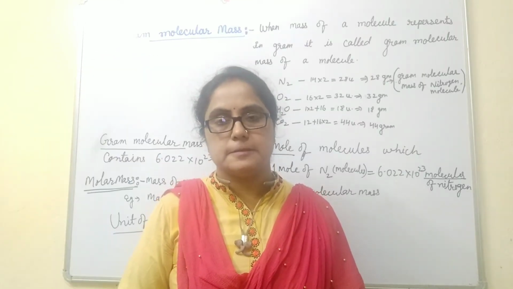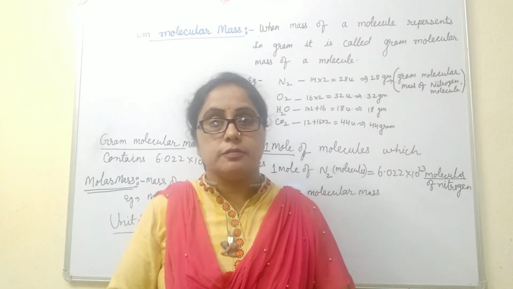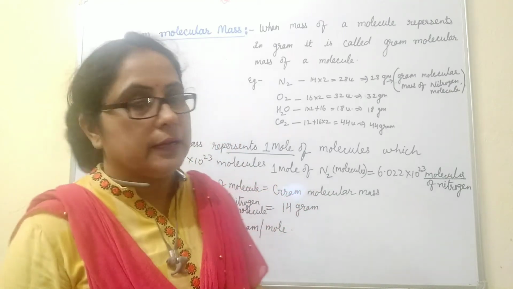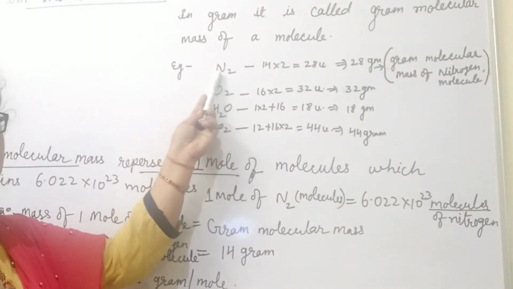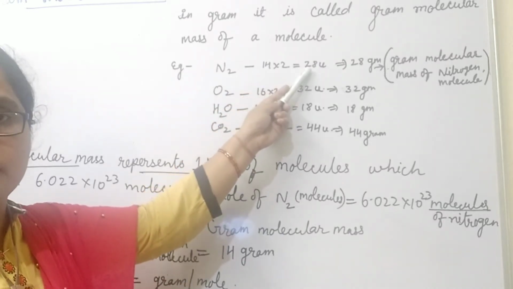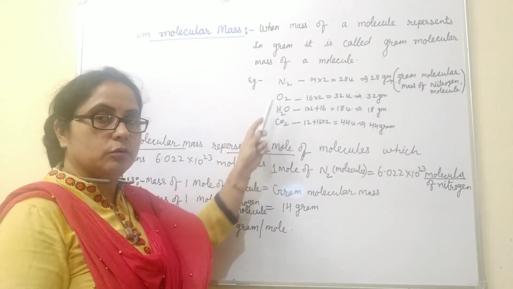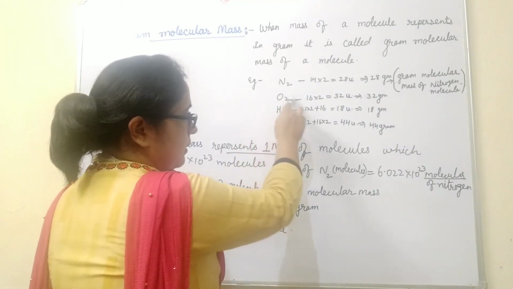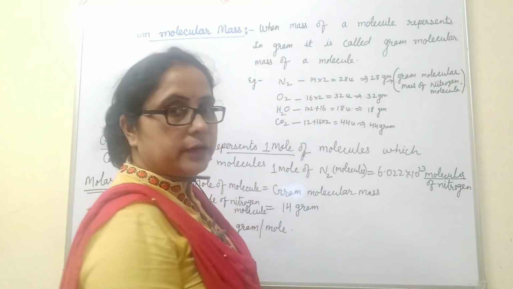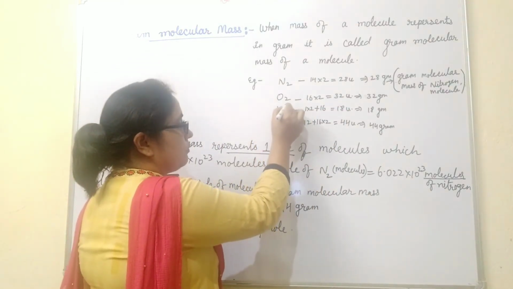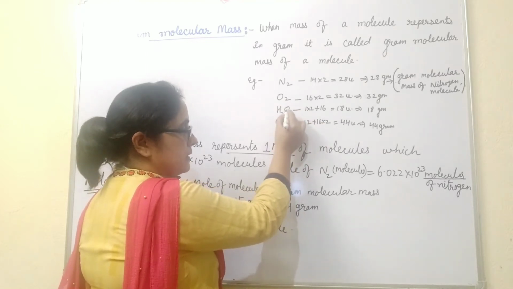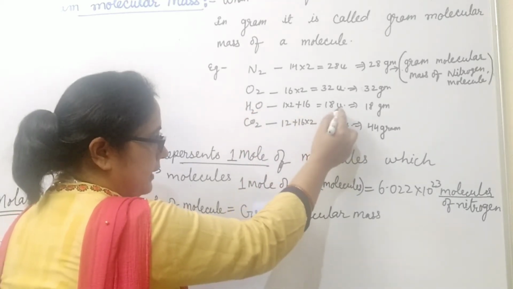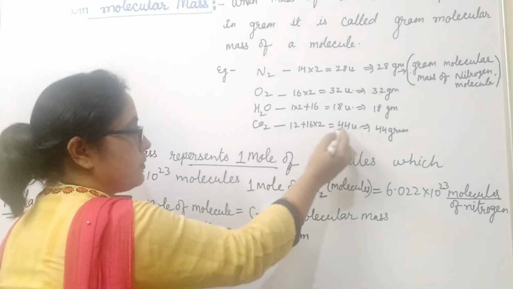Now gram molecular mass. As we know, the mass of one molecule of an element or compound is called its molecular mass. Like the molecular mass of nitrogen molecule is 14 into 2, that is 28 unit. Molecular mass of oxygen molecule: one molecule of oxygen contains 2 atoms of oxygen, so its mass is 16 into 2, that is 32 unit. Similarly, one molecule of water contains 2 hydrogen and 1 oxygen atom, so its mass is 1 into 2 plus 16, that is 18 unit. Molecular mass of carbon dioxide is 44 unit.